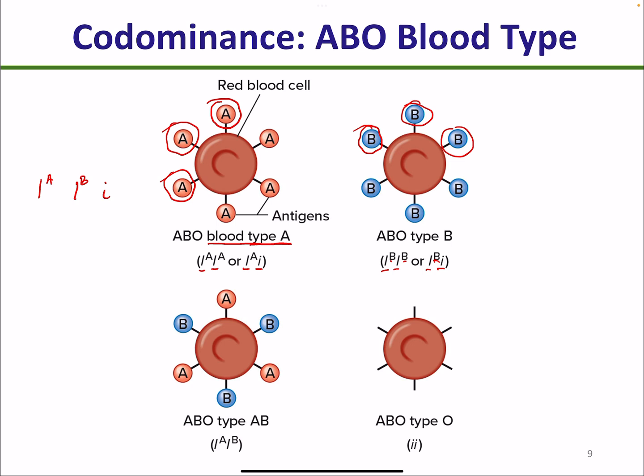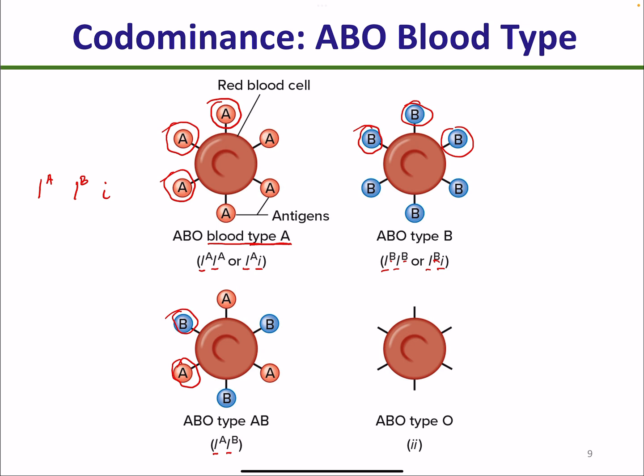How about individuals who are blood type AB? Individuals who are blood type AB are going to produce the two forms of enzyme, the enzyme that produces antigen A and the enzyme that produces antigen B, so that on the surface of the red blood cells we are going to have both antigen A and antigen B. In this case, there is only one possible genotype, capital IA and capital IB.